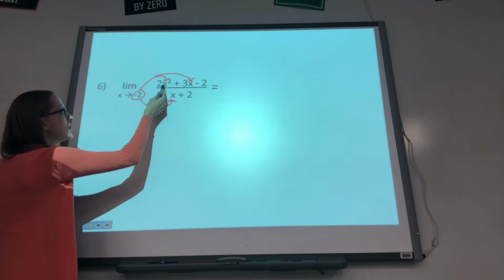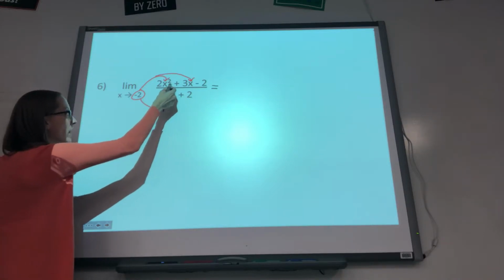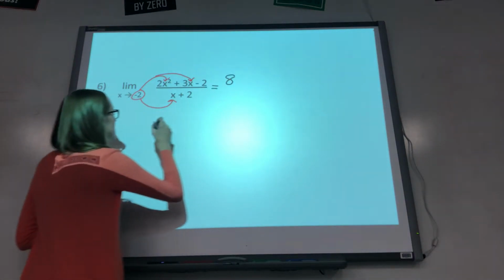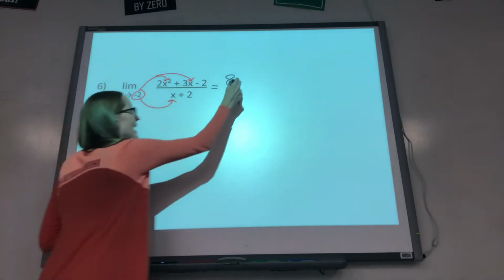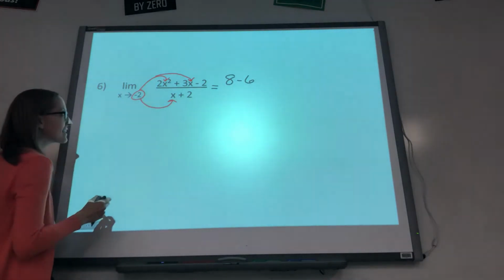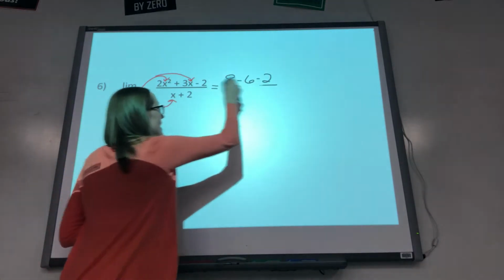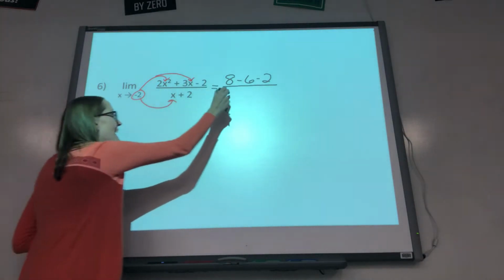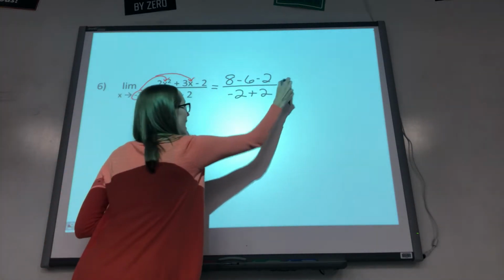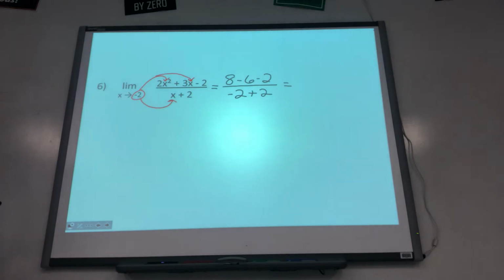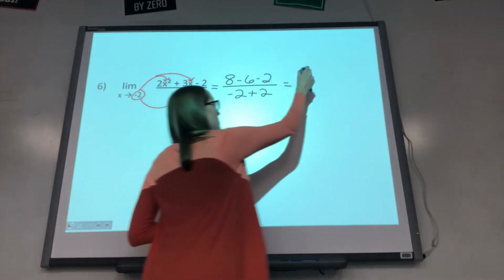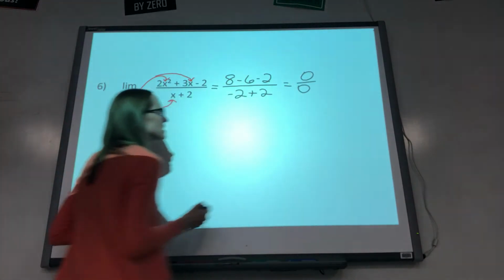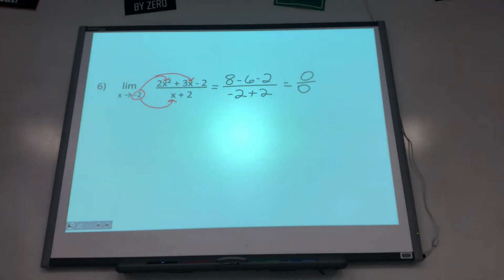Negative 2 squared is 4. 4 times 2 is 8. 3 times negative 2 is negative 6. I still have another minus 2 after that. And on bottom, I would get negative 2 plus 2. But it happens again, a 0 on top, a 0 on bottom.